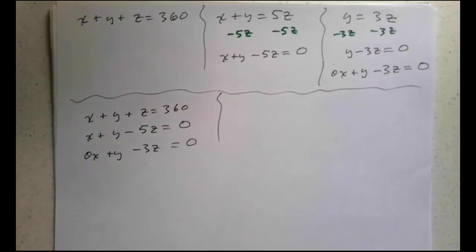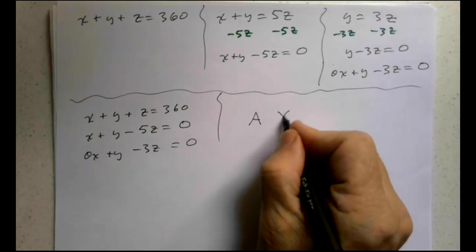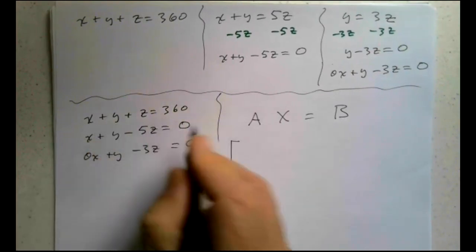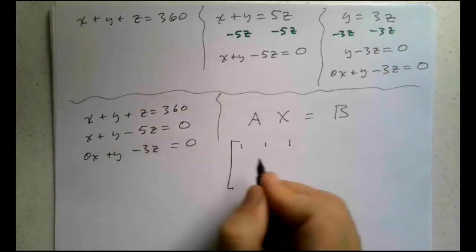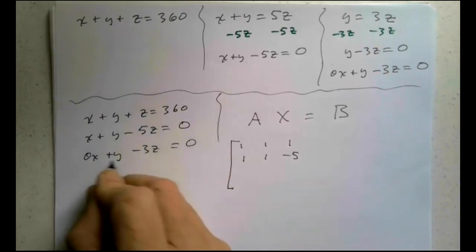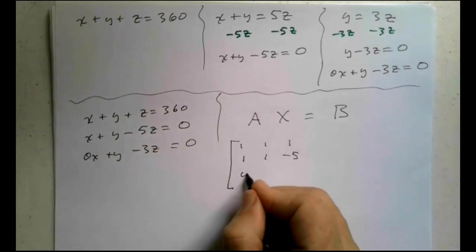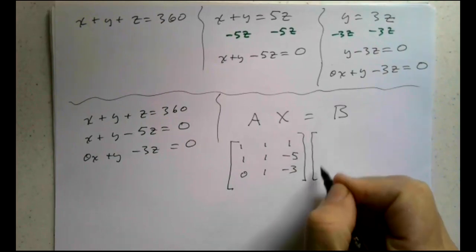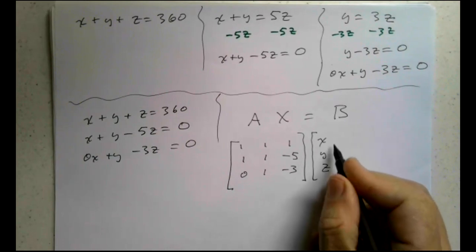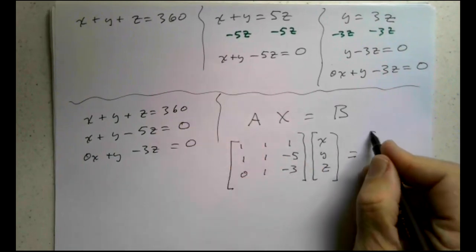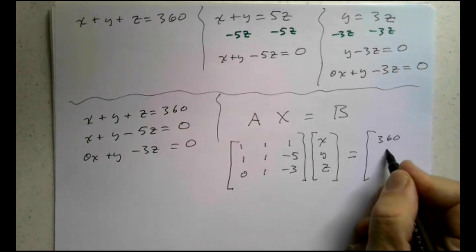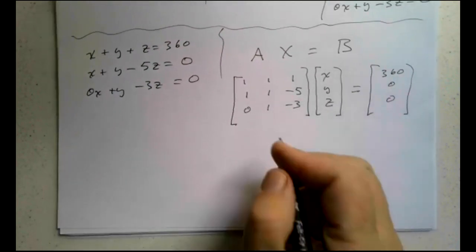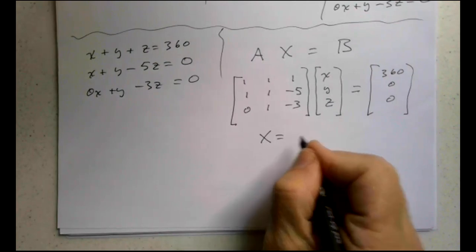So I want to write it in the form AX equals B. A is the coefficient matrix. 1, 1, 1. 1, 1, negative 5. 0, 1, remember that's 1y, 0, 1, negative 3. The matrix X is just x, y, z, little x, little y, little z. And B is 360, 0, 0. So looking at this then, we can recognize that X will equal A inverse B.